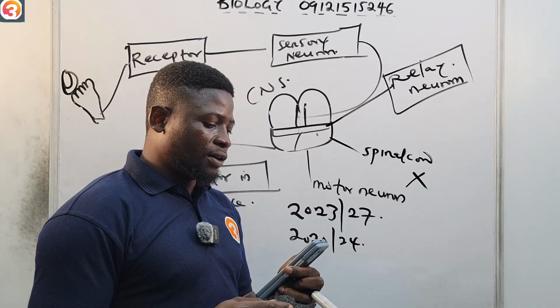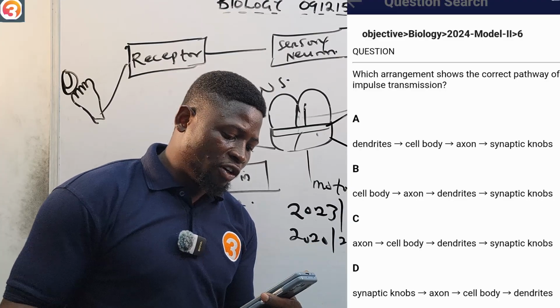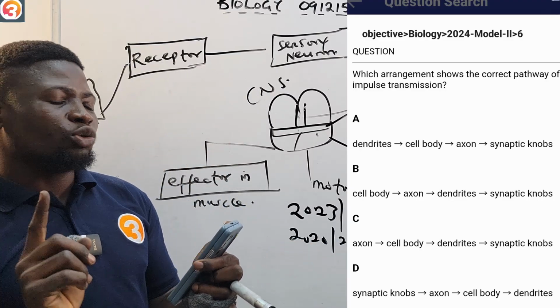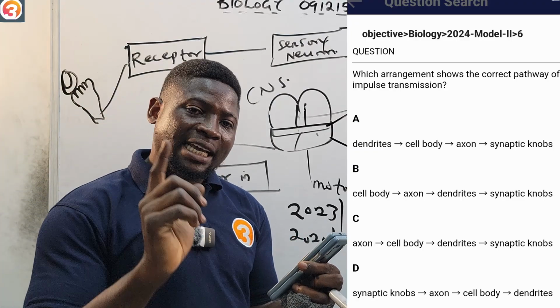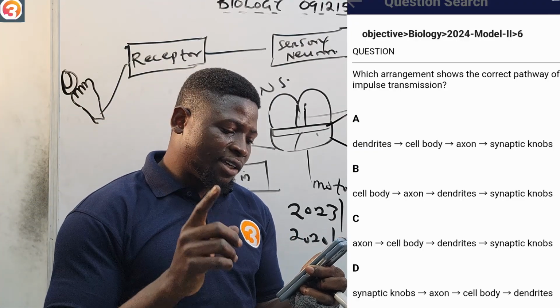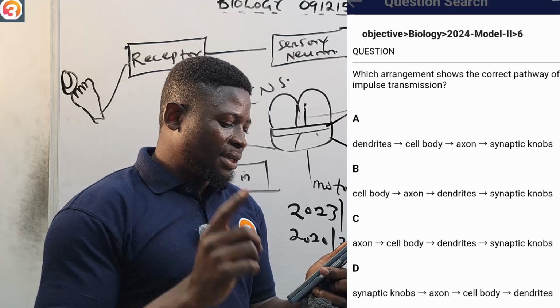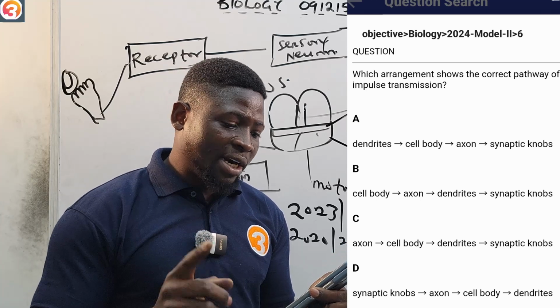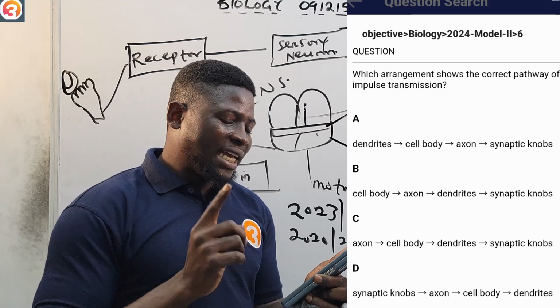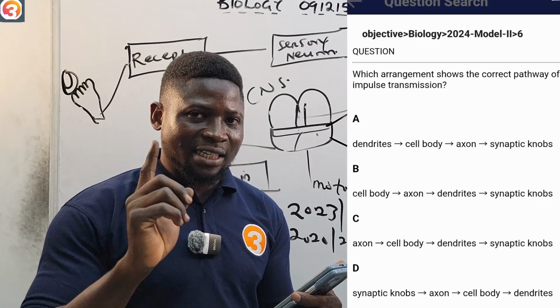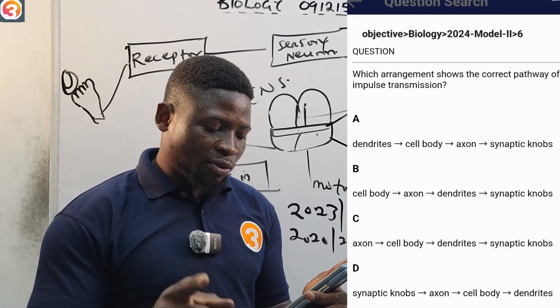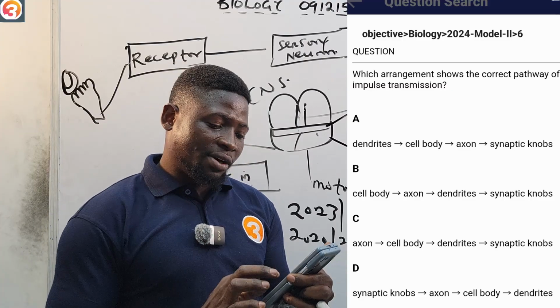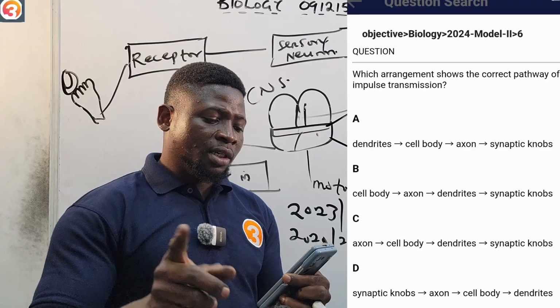Now, 2024, number 6. Which arrangement shows the correct pathway of impulse transmission? A says dendrites to cell body to axon to synaptic nerve. B says cell body to axon to dendrite to synaptic nerves. C says axon to cell body to dendrite to synaptic nerves. D says synaptic nerves to axon to cell body to dendrite. All right, tell me the answer in the comment section.